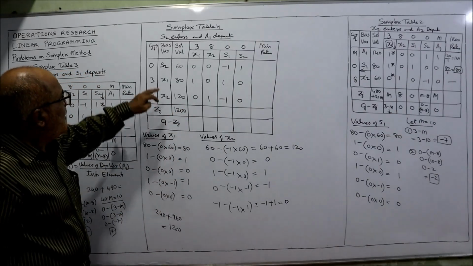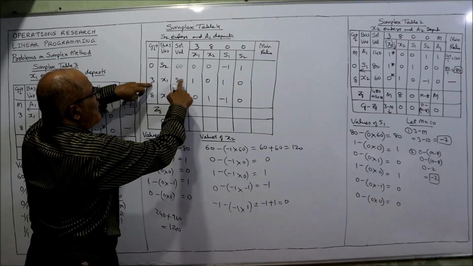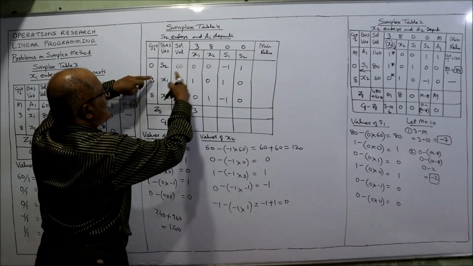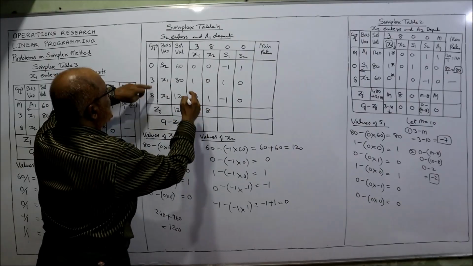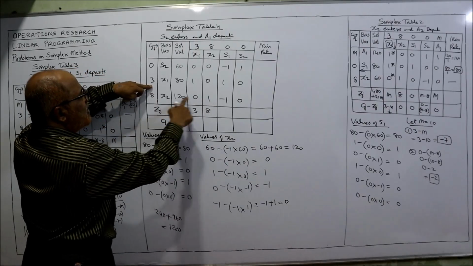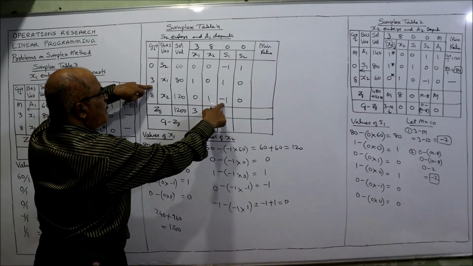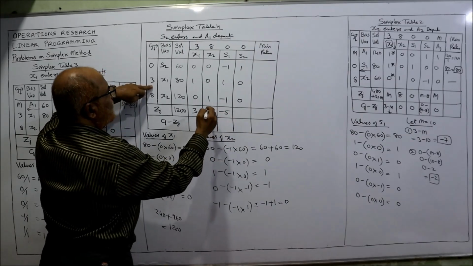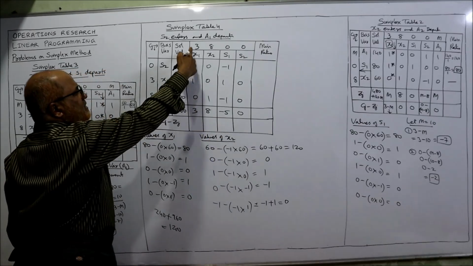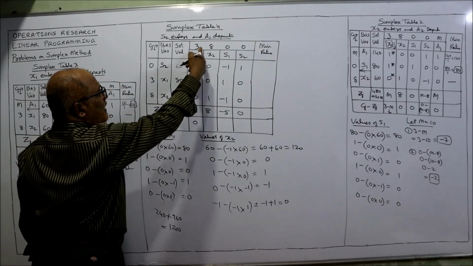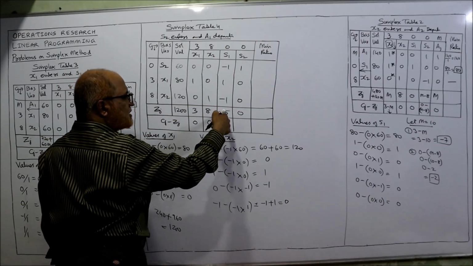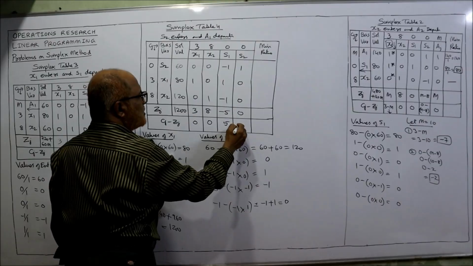Now here 0 into 0 is 0. 3 into 1, 3. 8 into 0, 0. So 3 ones are 3. Then 0, 8 ones are 8. Here 0. 3 minus 8: 8 into minus 1 is minus 8. So 3 minus 8 is minus 5. Here 0 into 1, 0. So cj minus zj: 3 minus 3, 0. 8 minus 8, 0. 0 minus minus 5, so minus into minus will become plus 5. 0.